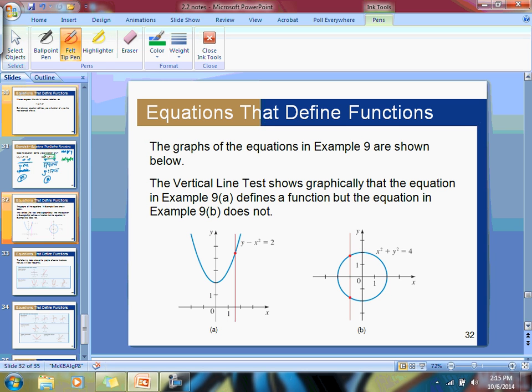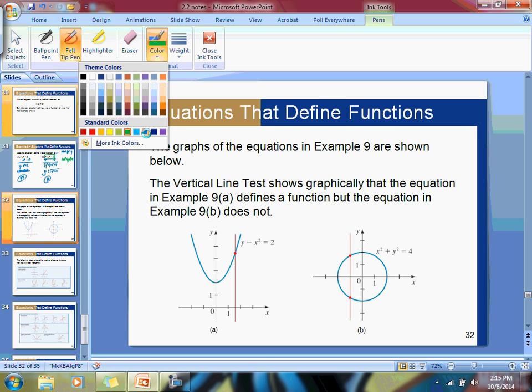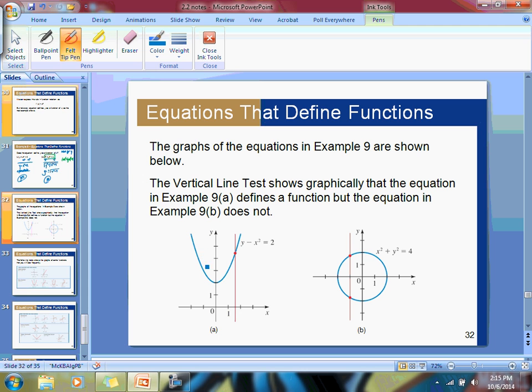So again, for this parabola, here's the graph after we solved it for y. And if we draw in a vertical line, no matter where we draw in that vertical line, it's going to pass the vertical line test. That vertical line is only going to touch the graph one time. But for the circle equation, anytime we put in a vertical line, it's going to touch that circle twice.